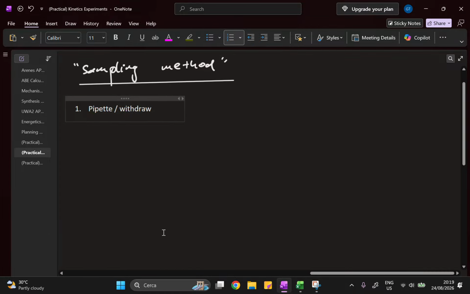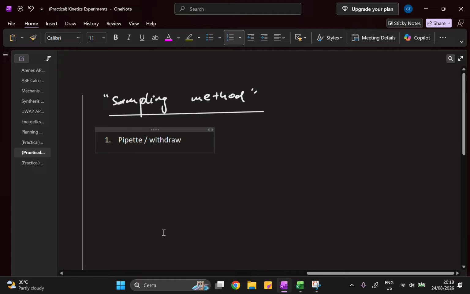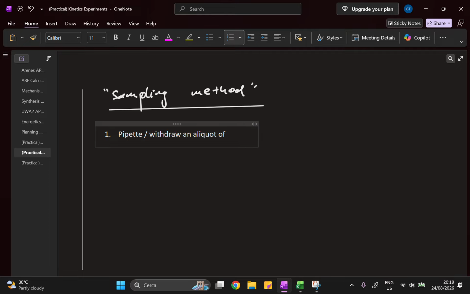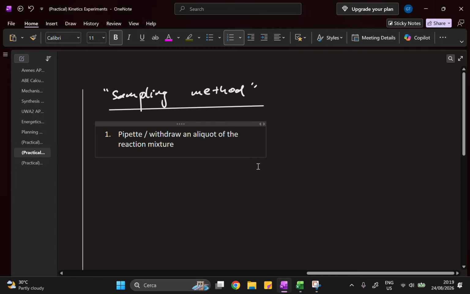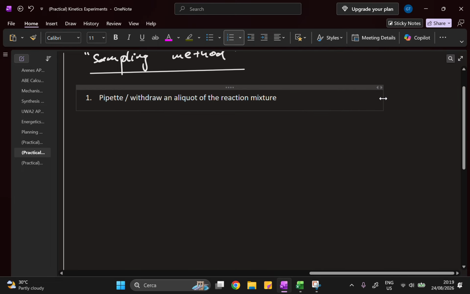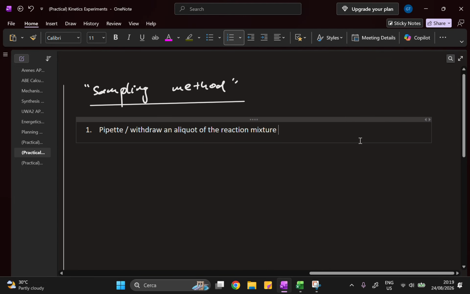Usually, we will use a 10 cm cube pipette, but sometimes they can ask you to use other things like the dropping pipette, whatever kind of apparatus you use to withdraw an aliquot of the reaction mixture. Please plan. I'm talking with respect to planning now because ultimately, as I also said in the energetics video, if you are given instructions to follow, that's all well and good. If you need to write your own instructions in planning, that's when things get scary.